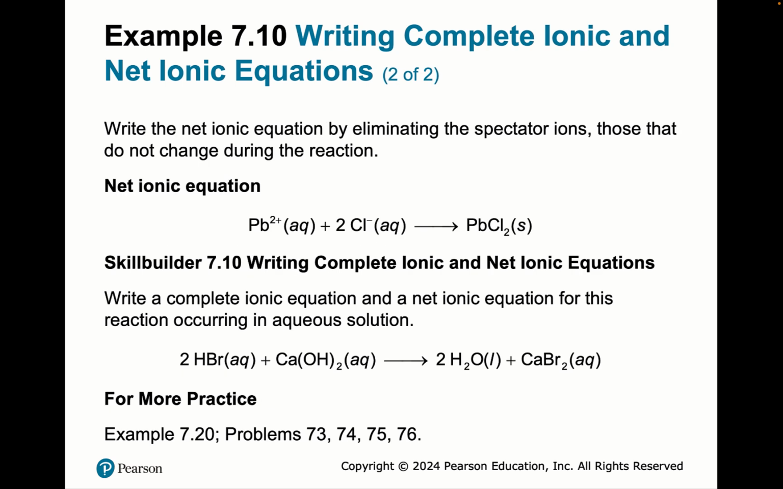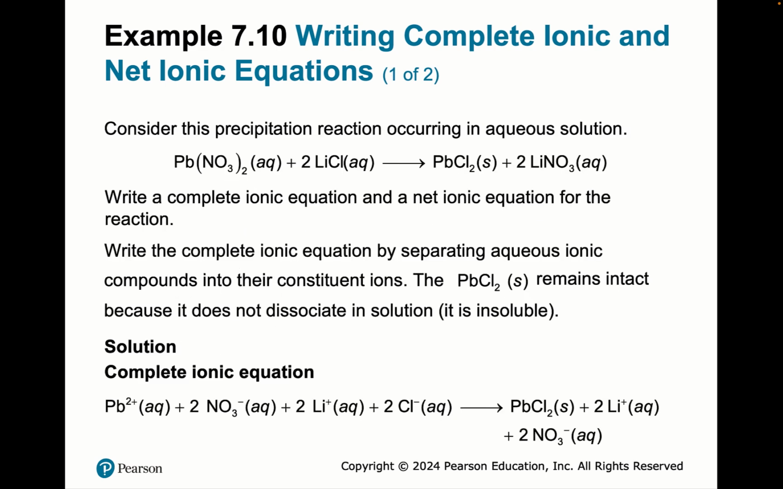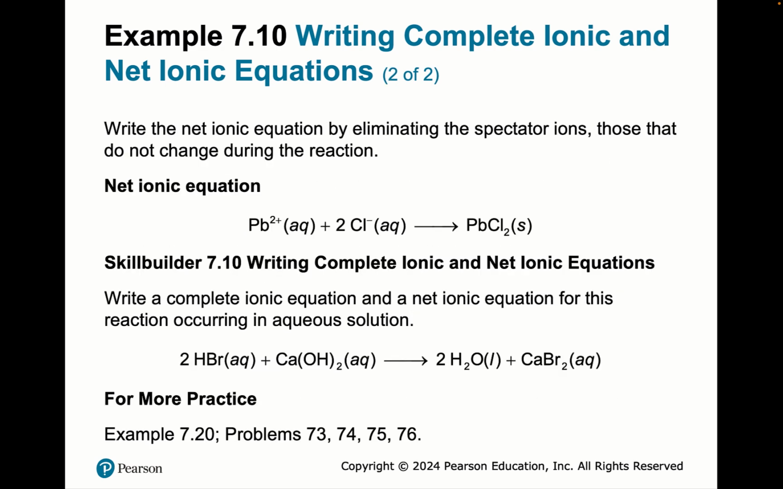So when we write the net ionic equation, we remove those. And now we just have the lead plus 2 chlorides making lead chloride. These are the ones that participate in the reaction. So the net ionic equation removes any spectator ions, in this case the lithium and the nitrate.